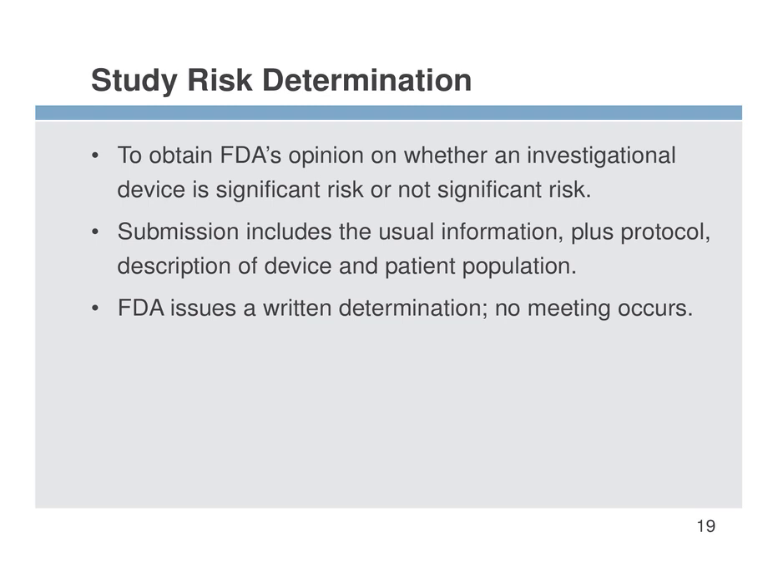So a study risk determination meeting, this is where you have what you believe to be a non-significant risk device, and you want to get FDA's opinion on it. The IRBs that you work with have to agree that that's a non-significant risk device. If they don't, then it has to go to the FDA, so the FDA's provided a way to go to the FDA up front. So you get their opinion on whether the investigational device is significant or not significant in terms of its risk. Usual information, plus you send the protocol and the patient population. And then FDA gives you a written determination, yes, it is significant or it is not significant. There's really no meeting. But now you've got something you can take to the IRBs and say, look, FDA has decided this is not a significant risk device.